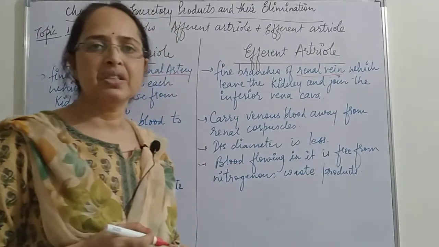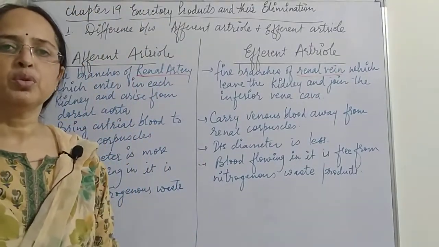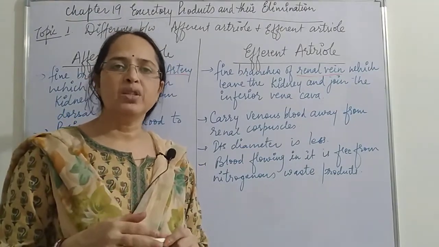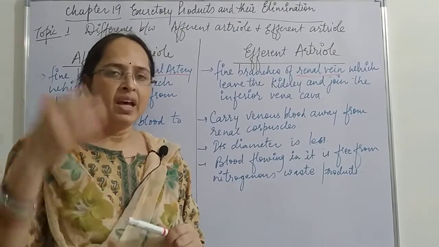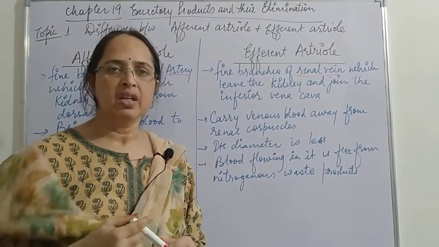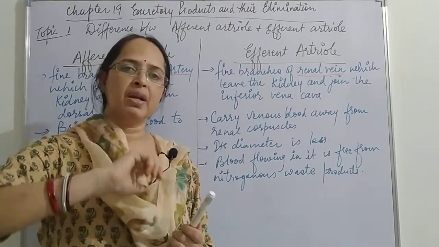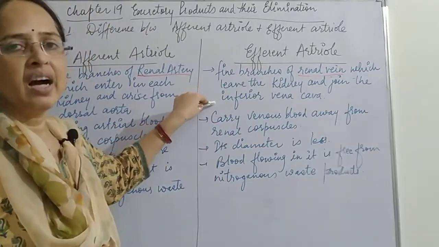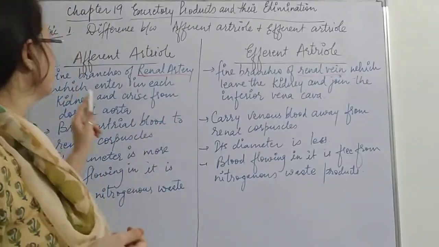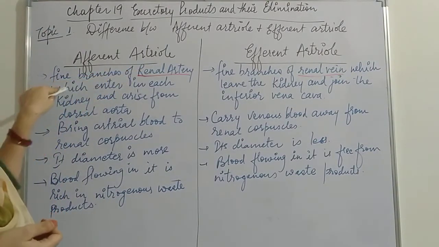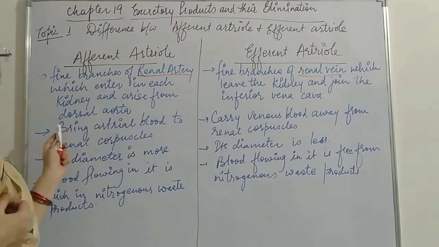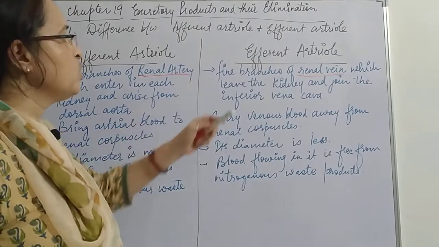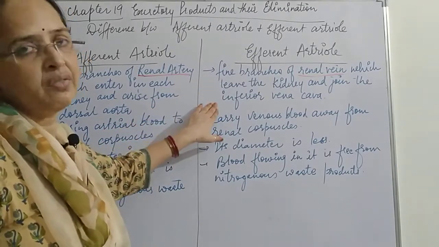We have discussed the circulatory system. In the circulatory system, you came to know that blood from the lower body part enters the right auricle of the heart through the inferior vena cava, and from the upper body part through the superior vena cava. So the kidney's blood, when it comes out through the renal vein, joins the inferior vena cava. So we have discussed the first point: fine branches of the renal artery enter each kidney and arise from the dorsal aorta, whereas the efferent arterioles are fine branches of the renal vein which leave the kidney and join the inferior vena cava.